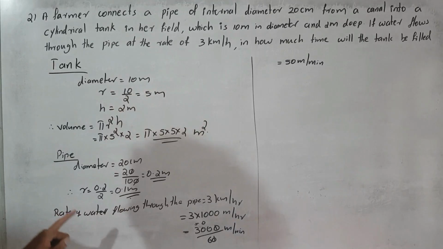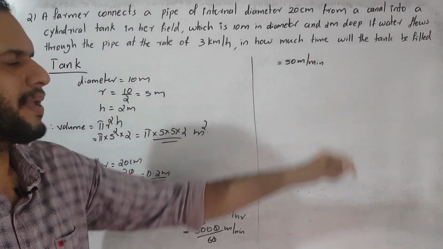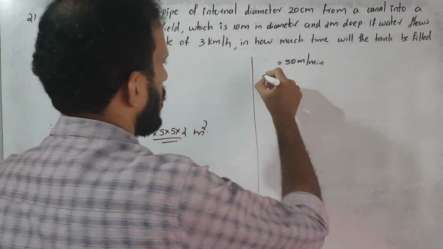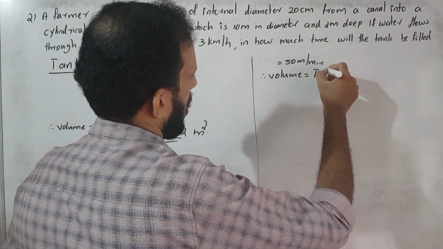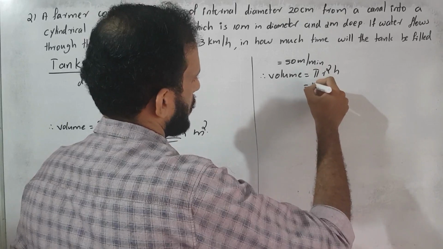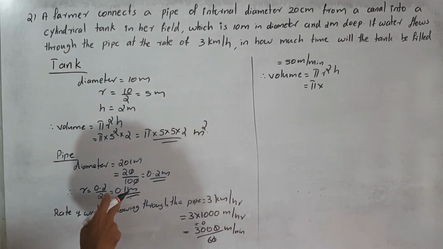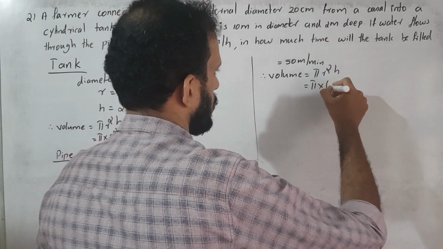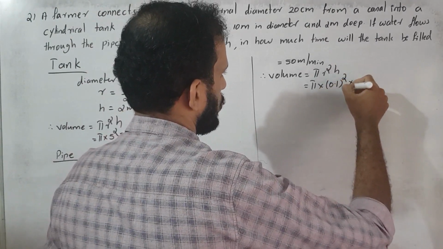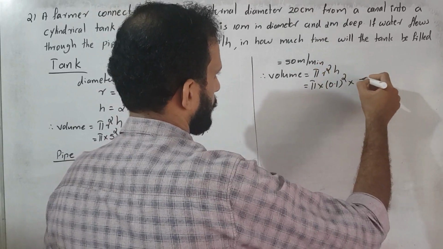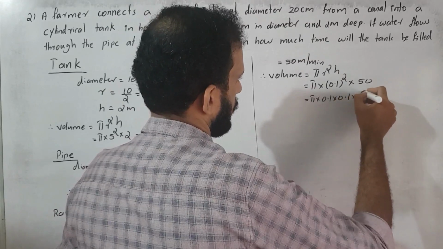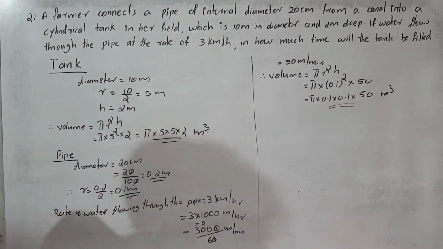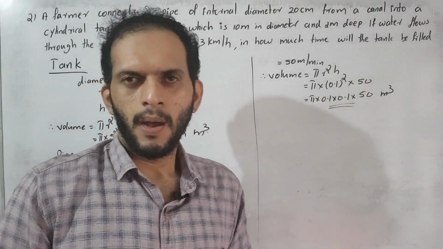Okay, then what is the length or height of the pipe? The height of the pipe is equal to 50 meter per minute. So therefore the volume is equal to, the equation is same, pi r square h. Then pi into what is r? The radius is equal to 0.1. Then 0.1 square into, yes, h is 50, equal to pi into 0.1 into 0.1 into 50. Therefore the volume of the water flowing through the pipe is equal to this much per minute.